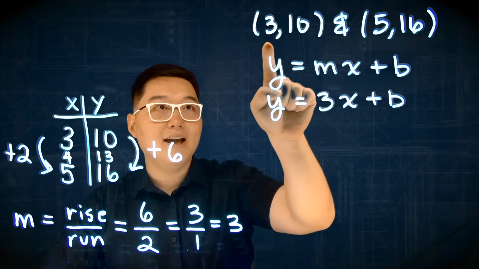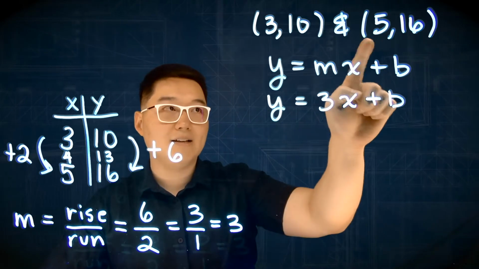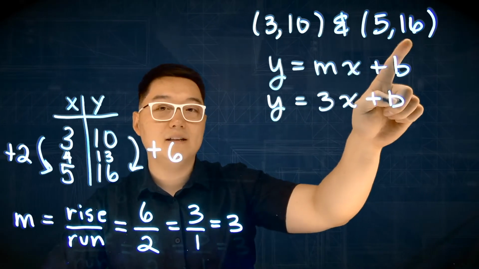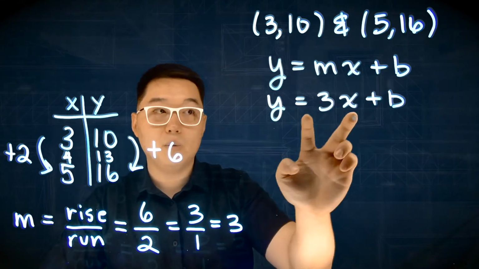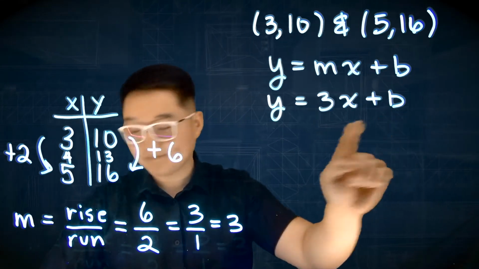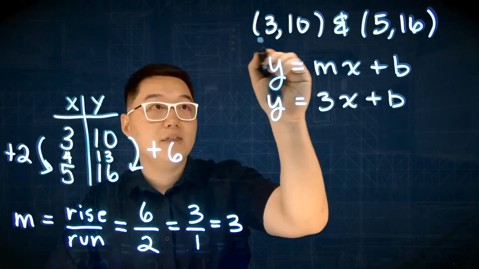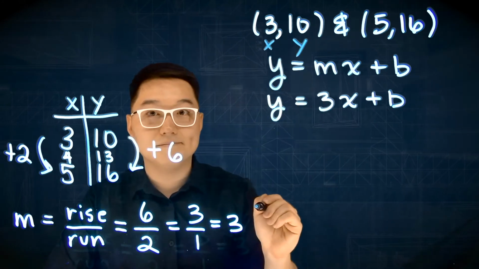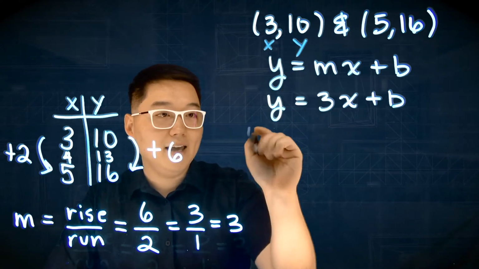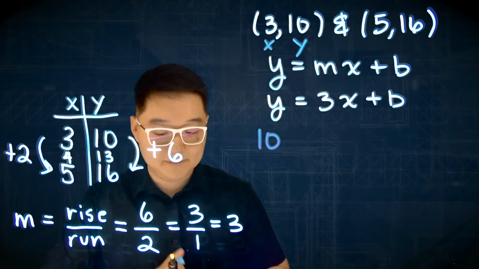So here's what I mean. We know x is 3, y is 10, but we also know x is 5, y is 16. You can use any of these 2 points to figure out what b has to be. So let's go ahead and do that. For this example, let's use this coordinate here. When x is 3, y is 10. So we're going to substitute the y value as 10.